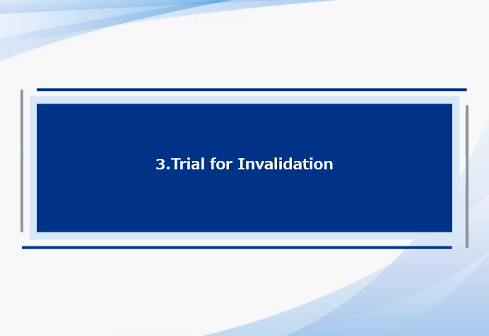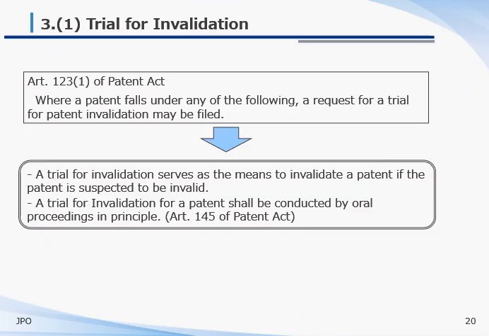I will now explain about trial for invalidation. For example, if the patent has been granted in violation of novelty or inventive step requirements, a request for a trial for patent invalidation can be filed. In the event that the patent becomes invalid by a trial for invalidation, the patent shall be deemed never to have existed in principle.